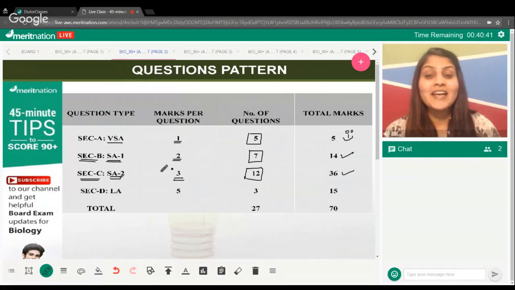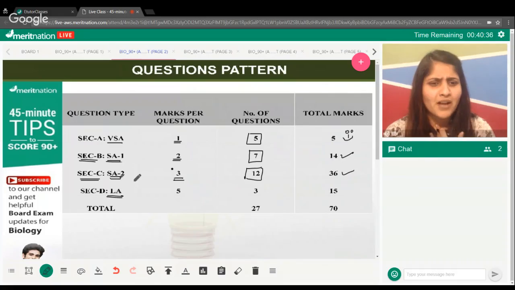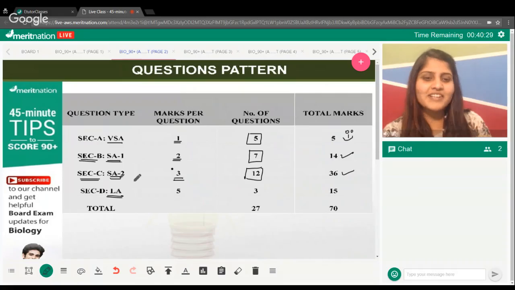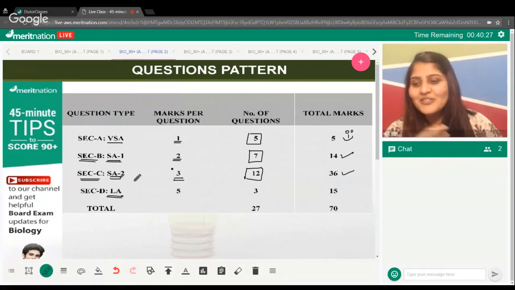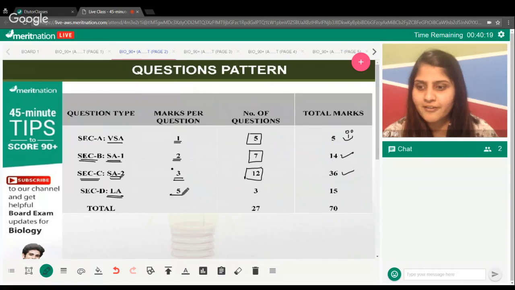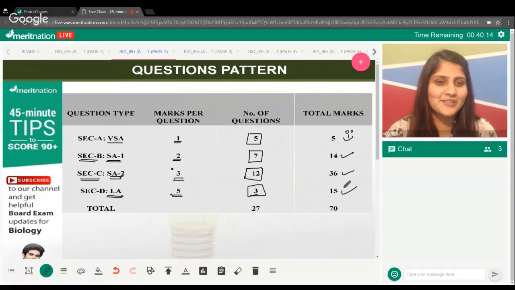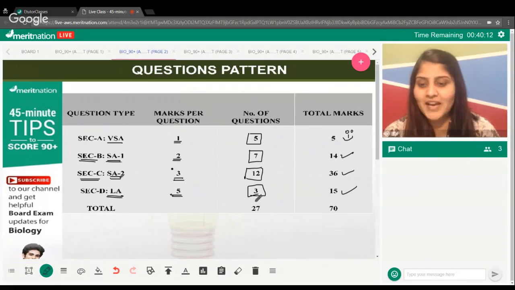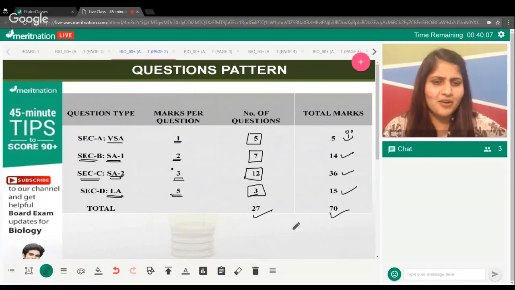Section D is a lovely section. It's long answers, and I hope because you've been studying biology forever, you all love writing long answers. This was my favorite section, and I hope it is yours as well. Here you have 5 marks each, and you will get 3 such questions, 15 marks altogether. So in all we have 27 questions, 70 marks. Easy to get. It's not such a big deal.